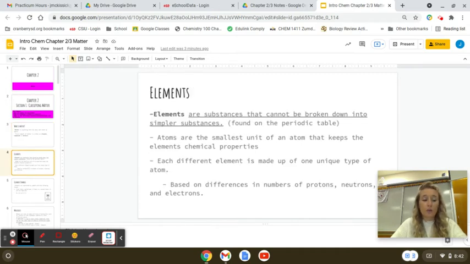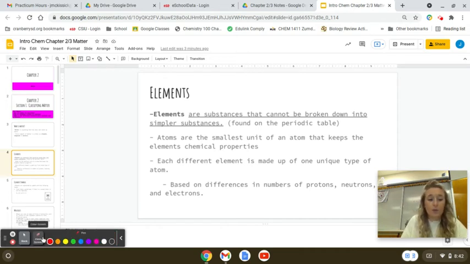The first category of matter is going to be our elements, and elements are substances that cannot be broken down into simpler substances. These are organized on our periodic table. That's an important thing to know. On our periodic table, remember there are 118 different elements.